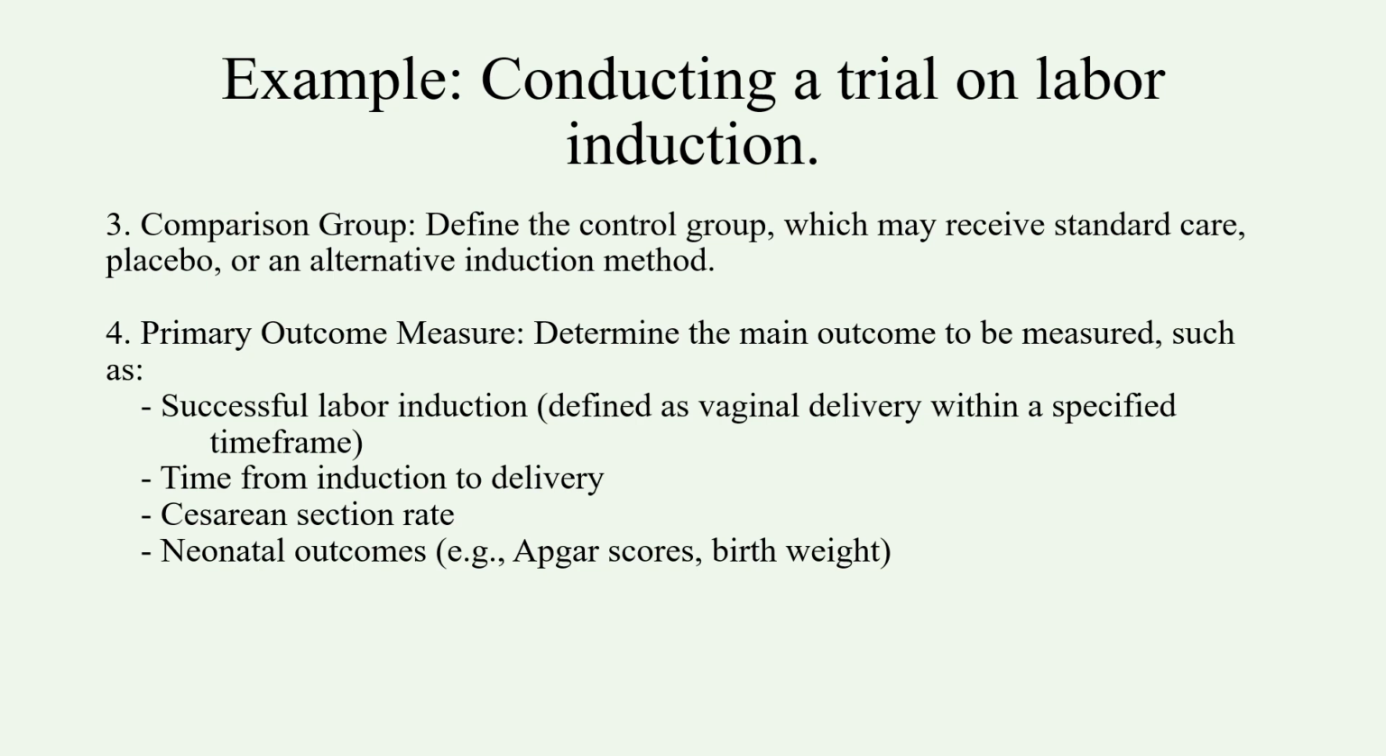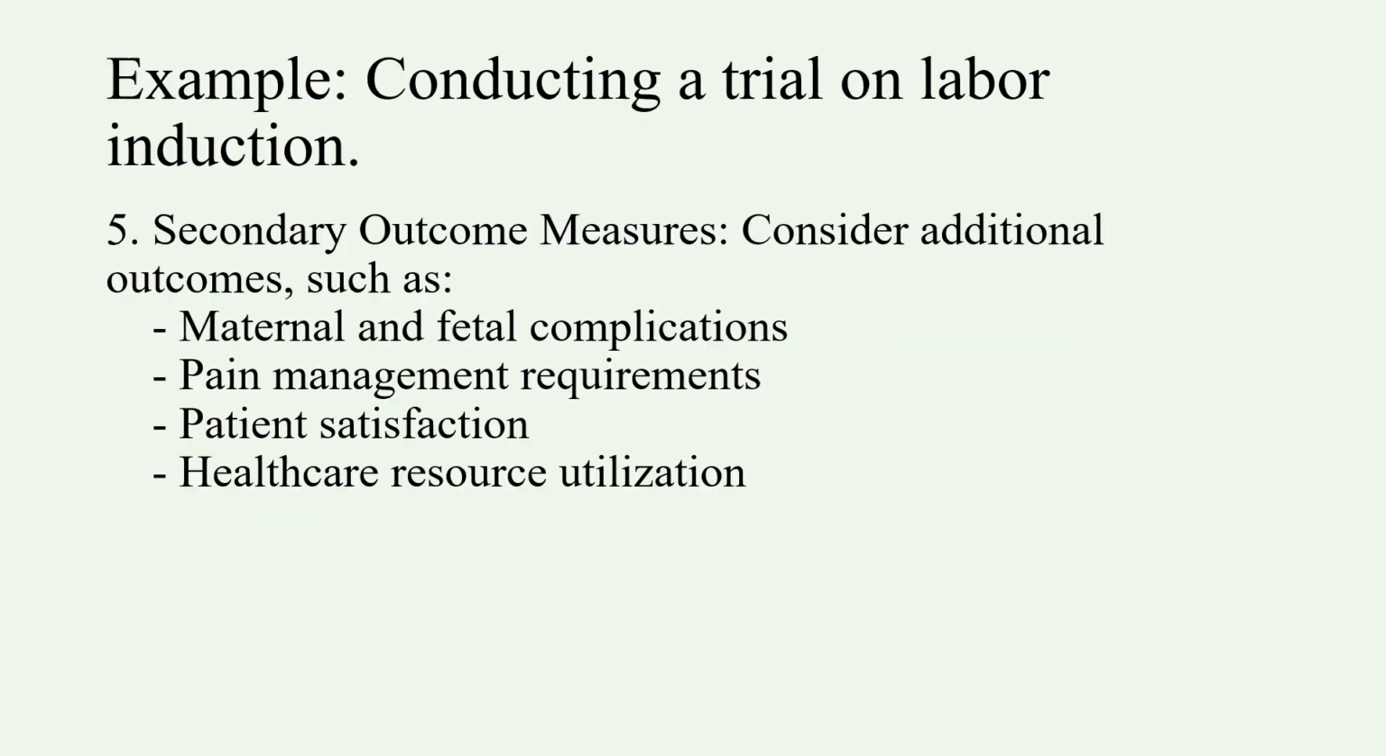Then there will be documentation of the primary outcome measures: whether the induction of labor was successful or unsuccessful, what the time frame for this process was, whether a cesarean section was performed or not, and what the condition of the baby was at birth. We will also have to define secondary outcome measures, which will include maternal and fetal complications, pain management requirements, patient satisfaction, and healthcare resource utilization. As you can understand, each and every one of these measures is in itself an indicator for the collection of data.